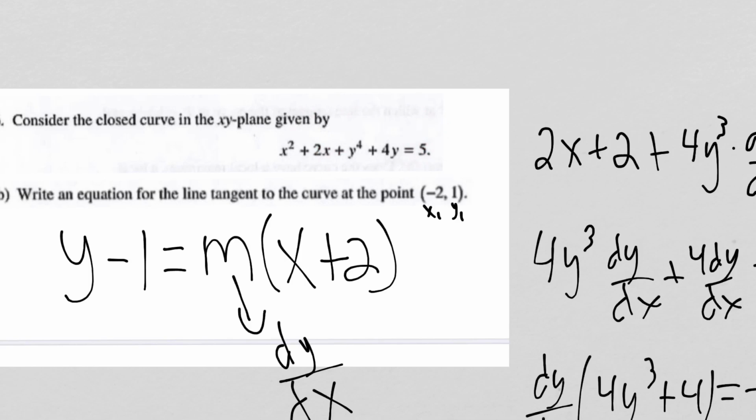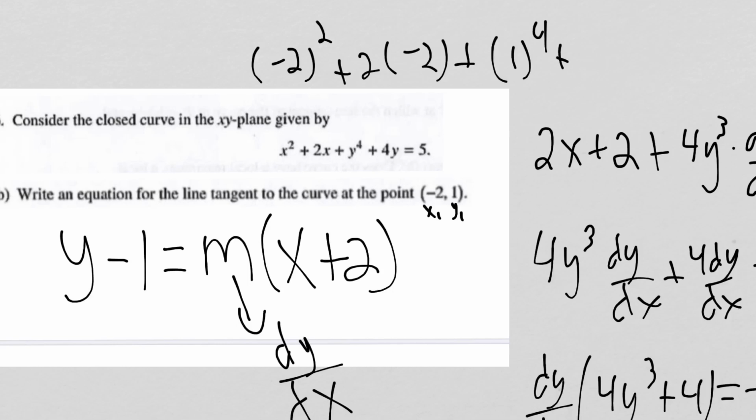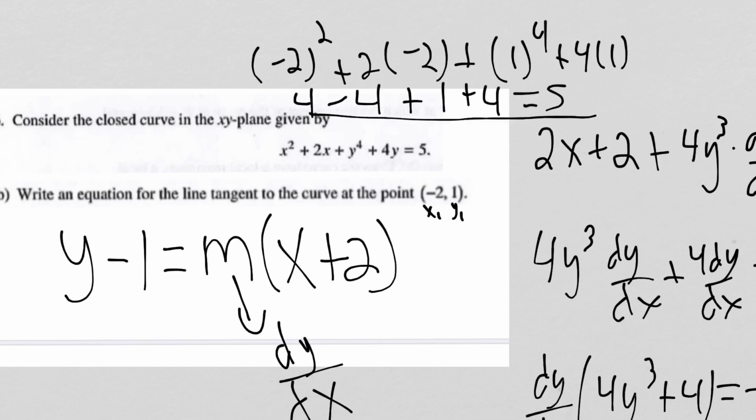So if I plug in -2, I get (-2) squared plus 2 times -2 plus y, which is 1, to the fourth, plus 4 times 1, right? So let's simplify. (-2) squared is positive 4. 2 times -2 is -4. Plus 1 plus 4. Well, what is this? 4 minus 4 is 0, and then 1 plus 4 equals 5. So overall, this equals 5. So the point (-2, 1) is on the curve because when you plug in -2 and 1, this side ends up being equal to 5. But if you pick some other random point, it's not necessarily going to be on the curve.